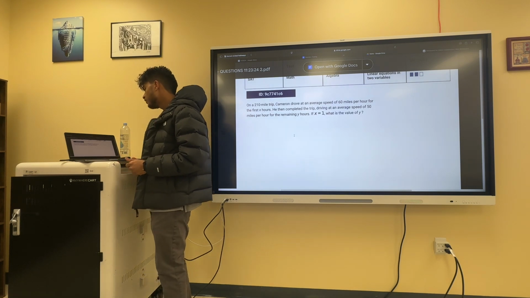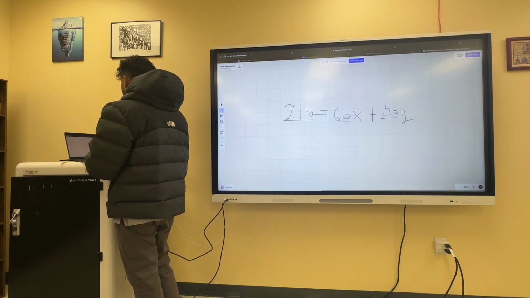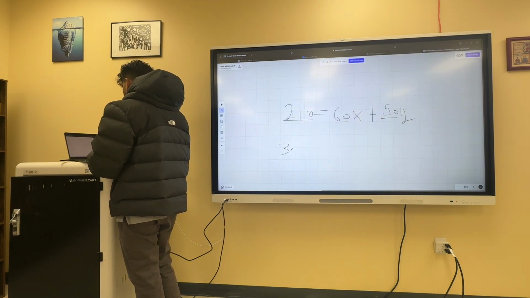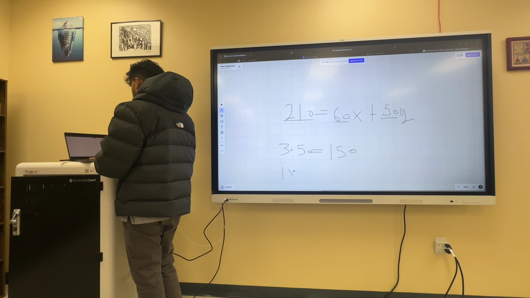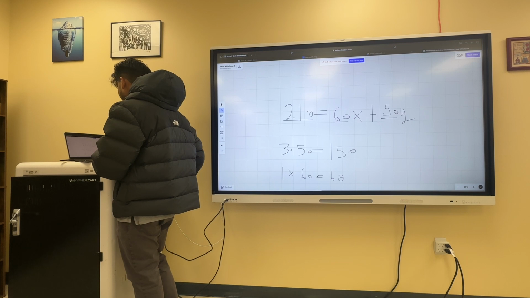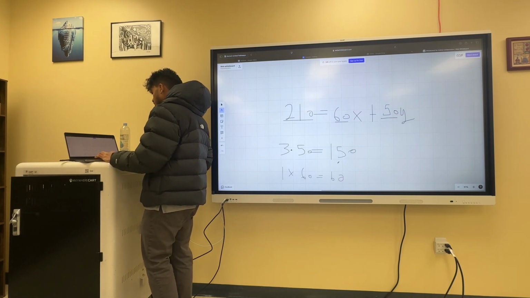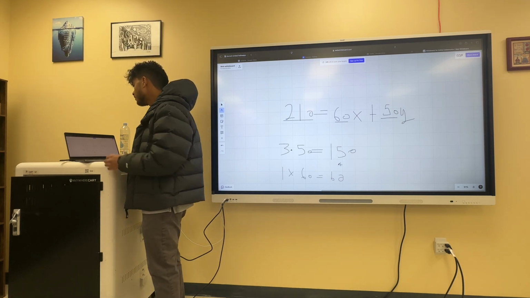And this makes sense if you look at it from a mathematical perspective, because what is 3 times 50? 3 times 50 is just going to be 150. Okay? And then what's 1 times 60, since X equals 1? That's going to equal 60. So all you do is just add these two together. 150 plus 60 gives me 210.